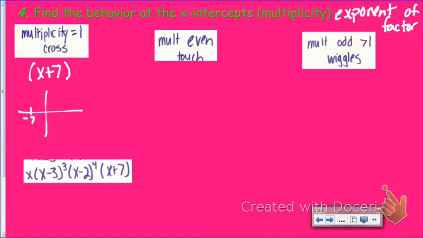If my end behavior is starting from the bottom, or if my end behavior is starting from the top, it would cross through that way. But the point is that my graph is going to cross at that point. Okay, it crosses.